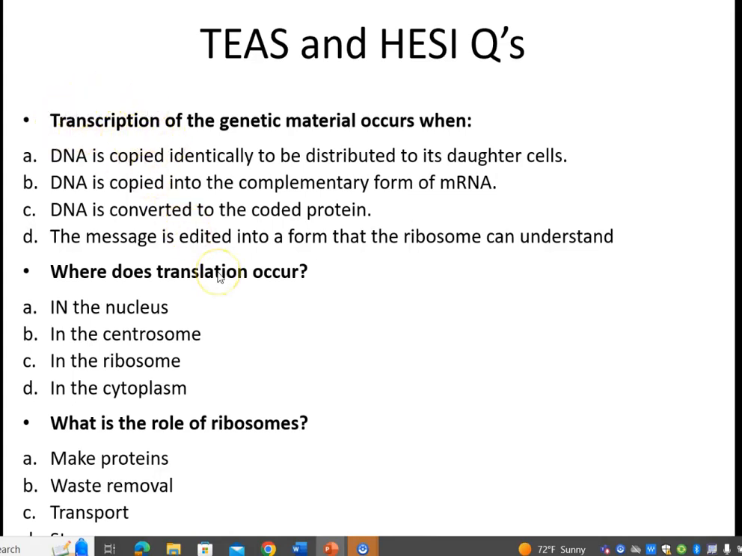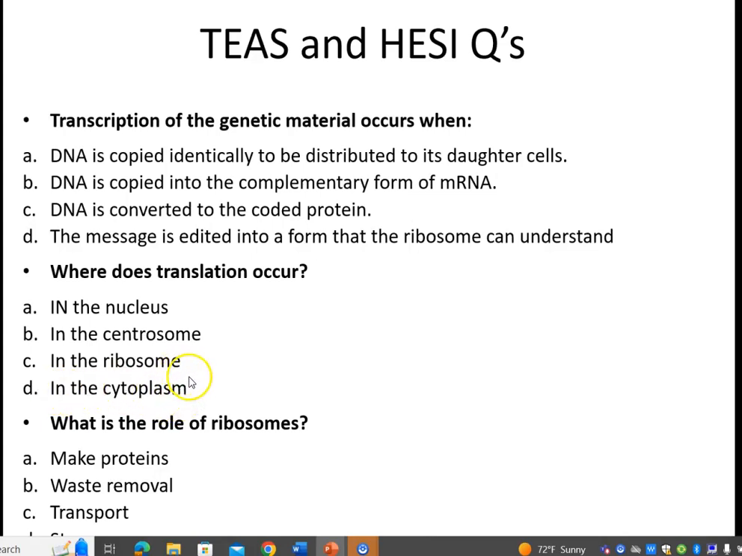Where does translation occur? A, in the nucleus. No, that's where transcription occurs. B, in the centrosome. No, we'll talk about the centrosomes in a little bit, but they're not involved in translation. C, in the ribosome. It's on the ribosome that it happens. And then D, in the cytoplasm.